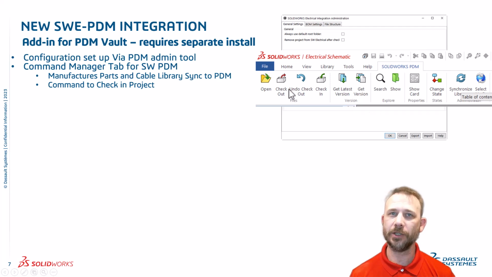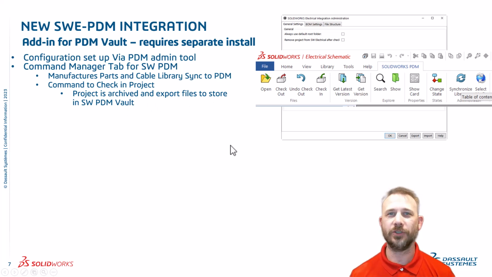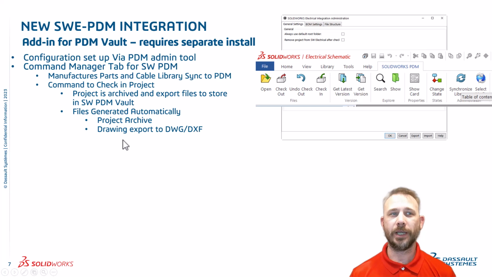So when you check in your project, after you've synchronized, the project is archived and export files are stored in the SOLIDWORKS PDM vault. Just like the other options, files are automatically generated. We get our project archive. We get an export of the drawings, DWG and DXF. We get an export of the PDF if we want.